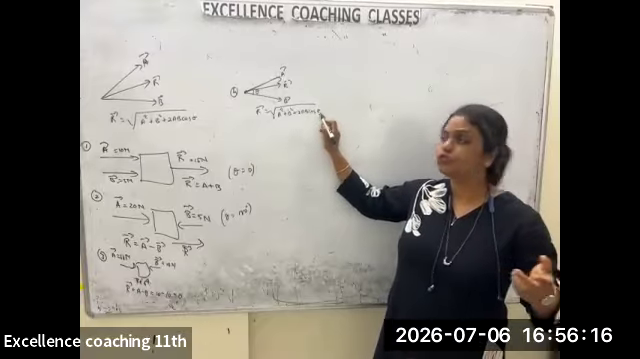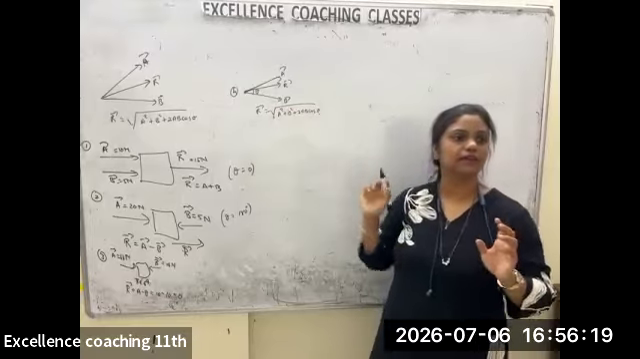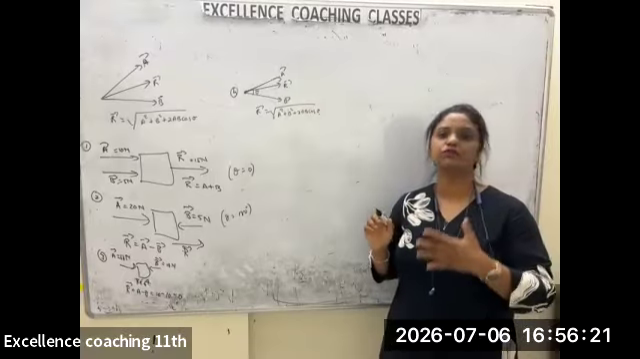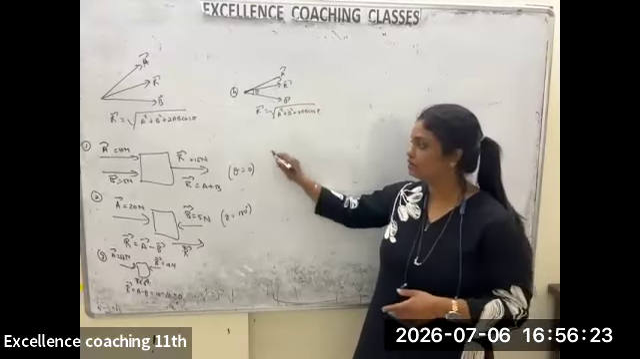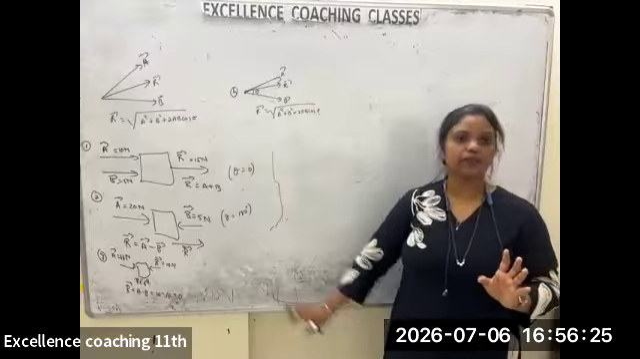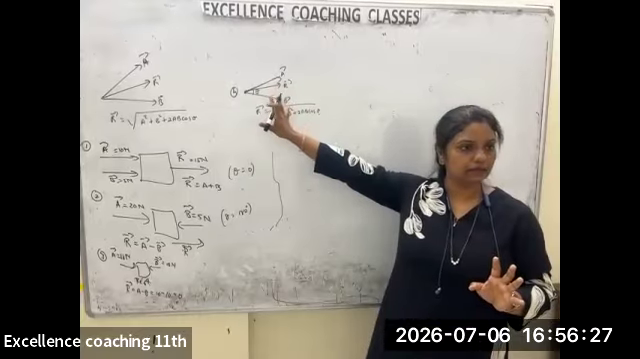For any other angle, 60, 30, whichever angle is given, directly use R is root of a square plus b square plus 2ab cos theta. And these things are very, very important.